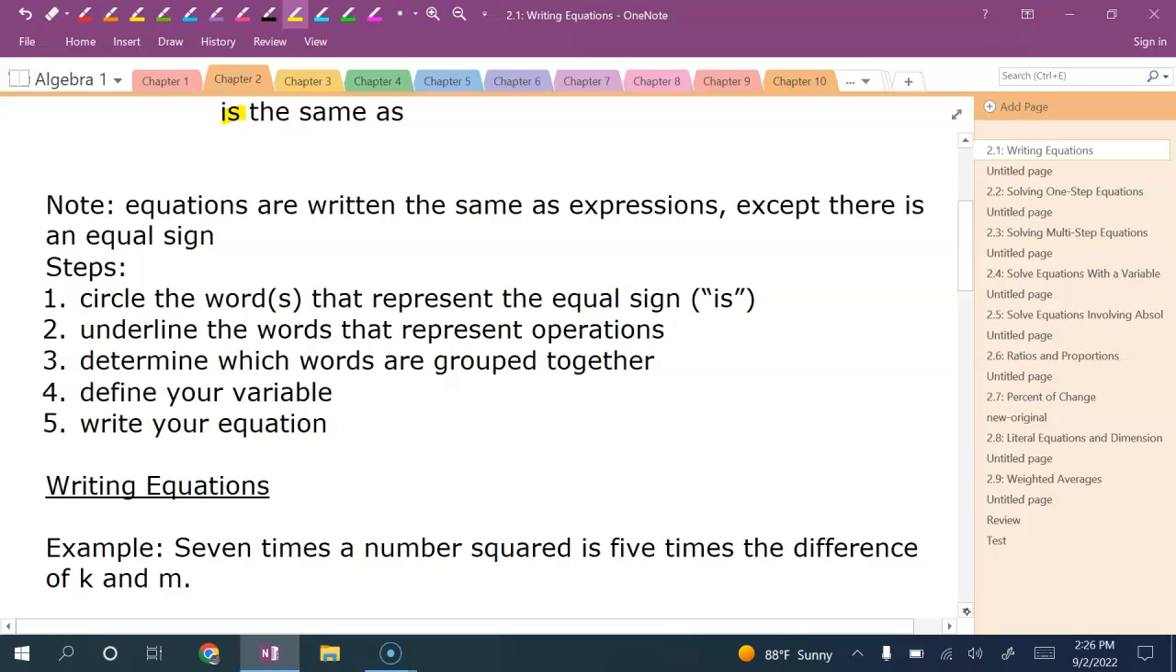Then you're going to want to decide which words are grouped together. So am I doing a certain operation on the top of a fraction and then dividing by another number or another letter? Then you're also going to maybe need to be able to define a variable. So pick what letter you want to use. And then once you have all of that, you should be able to write your equation. So let's take a look at some examples here.